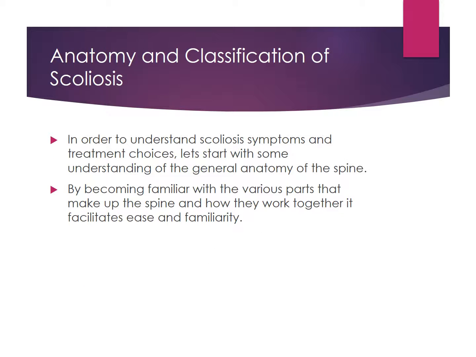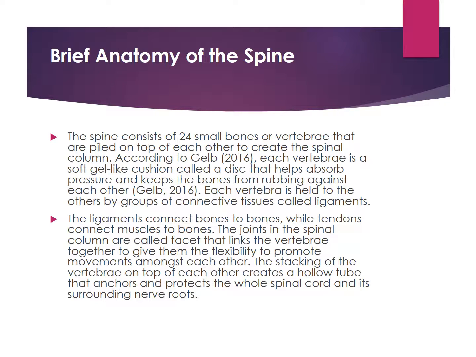In order to understand scoliosis symptoms and treatment choices, let's start with some understanding of the general anatomy of the spine. Becoming familiar with the various parts that make up the spine and how they work together facilitates ease and familiarity. The spine consists of 24 small bones, or vertebrae, piled on top of each other to create the spinal column. Each vertebra has a soft, gel-like cushion called a disc that helps absorb pressure and keeps the bones from rubbing against each other.